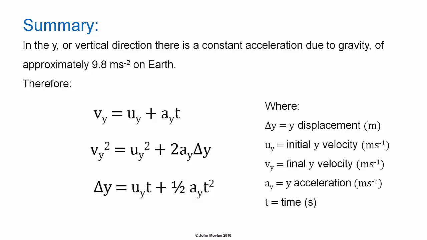Also, v subscript y squared equals u subscript y squared plus 2a subscript y delta y, where v subscript y is the final y velocity in meters per second, u subscript y is the initial y velocity in meters per second, a subscript y is the acceleration in the y direction in meters per second squared, and delta y is the y displacement in meters. Also, delta y displacement, equals u subscript y t plus 1/2 a subscript y t squared, where delta y is the y displacement in meters, u subscript y is the initial y velocity in meters per second, t is time in seconds, and a subscript y is the acceleration in the y direction in meters per second squared.